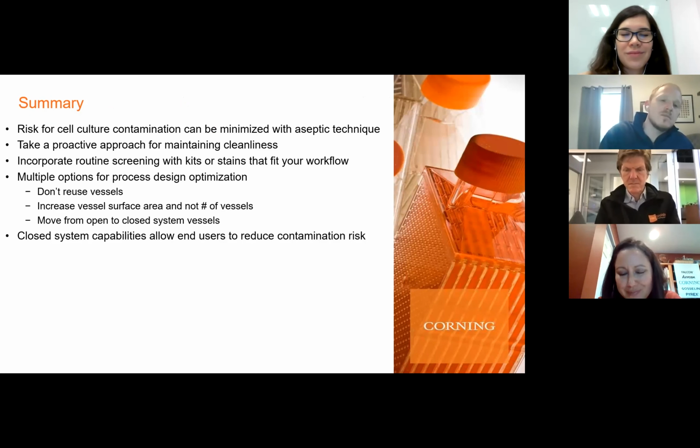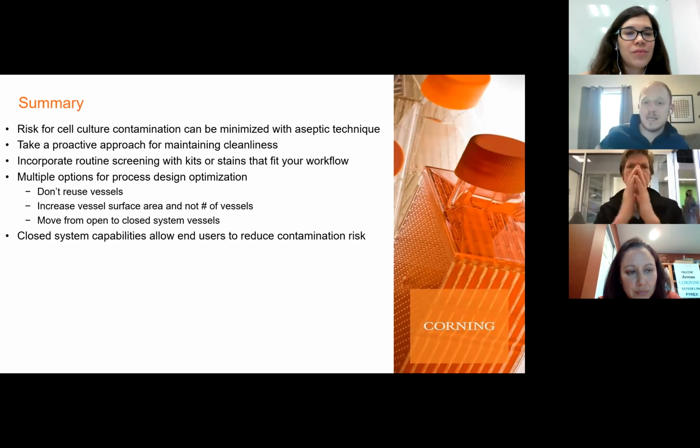There was a lot to cover, but the risk for cell culture contamination can be minimized with aseptic technique. Try to take a proactive approach, because not only is it aseptic technique, but you can reduce your risk by maintaining cleanliness in your lab. Incorporate routine screening with kits or stains in your workflow.